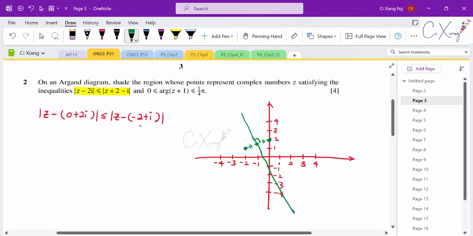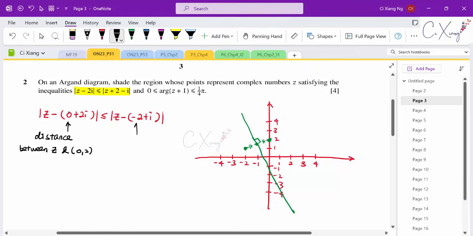There are two areas that we need to consider: either this area on the right hand side of the line, or this area on the left hand side of the line. Just to let you know a little bit about the meaning of this inequality, when we have modulus z minus 0 plus 2i, modulus means distance. So this left hand side modulus means the distance between the locus z and the point 0, 2.